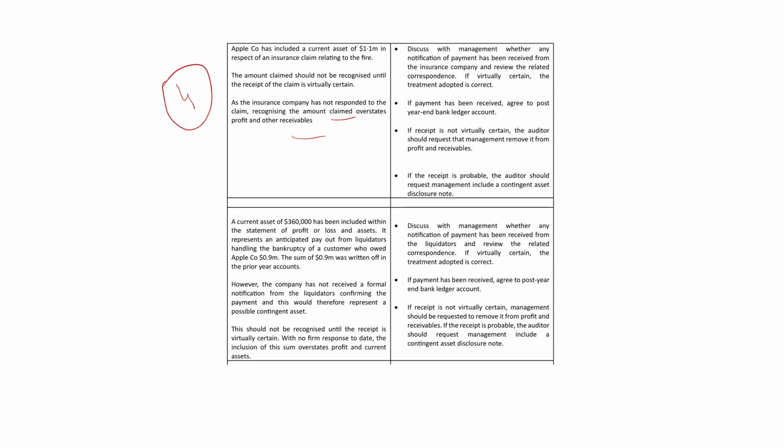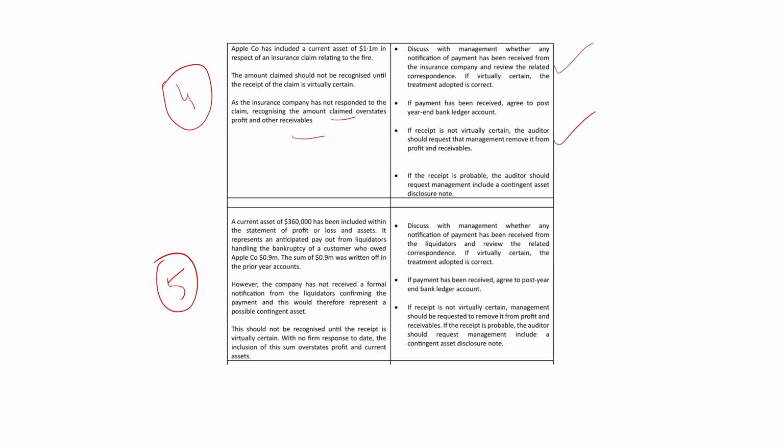And IAS 37 says, unless it is virtually certain, this cannot be done. I'm going to ask the management why they feel it is virtually certain, because if they've had some communication, which is pretty much a confirmation from the insurance company that they are giving the money, then I don't mind the receivable. However, if there's been no confirmation, I am going to ask them to reverse this. So if the receipt is not virtually certain, I am going to ask them to remove it from the receivables and other income. Quite similar, a current asset has been included within the P&L.